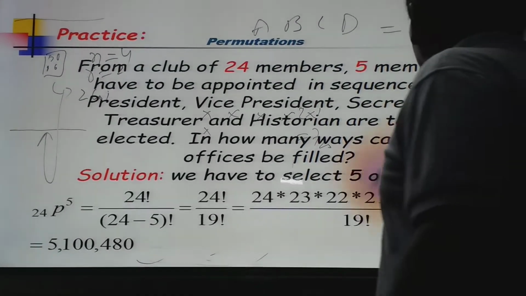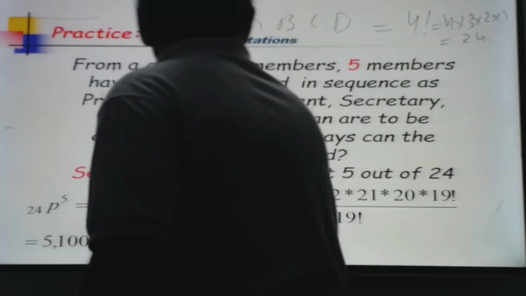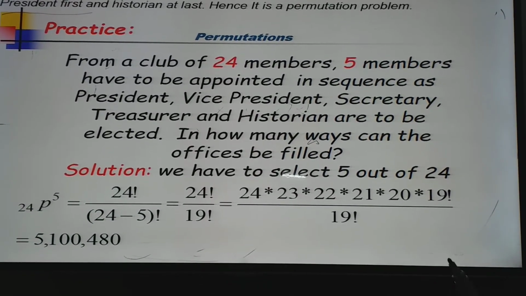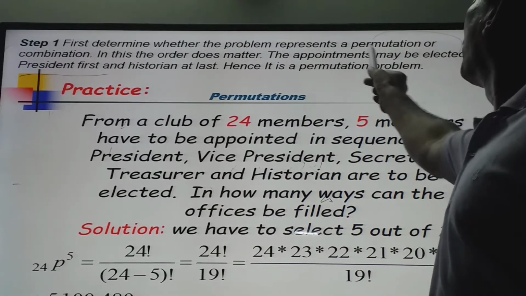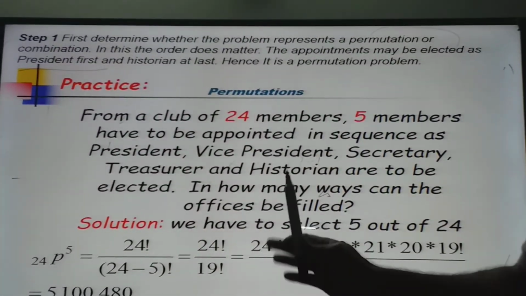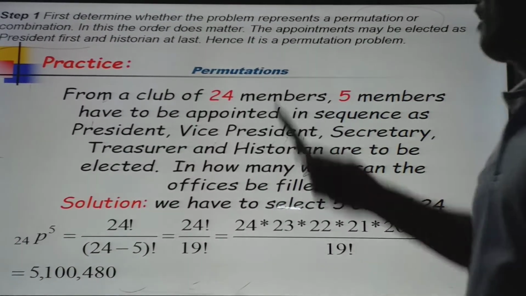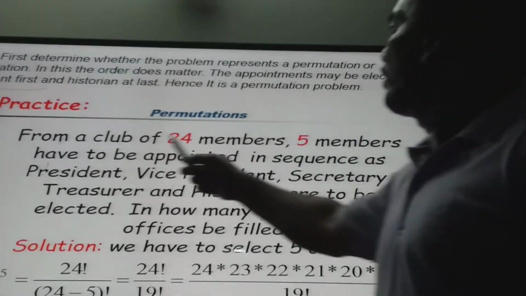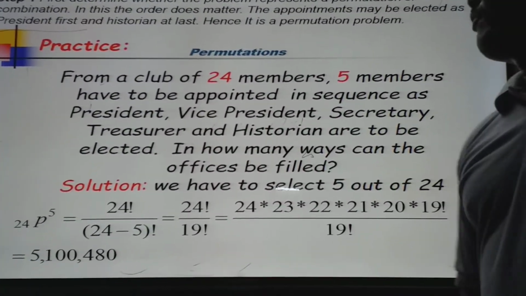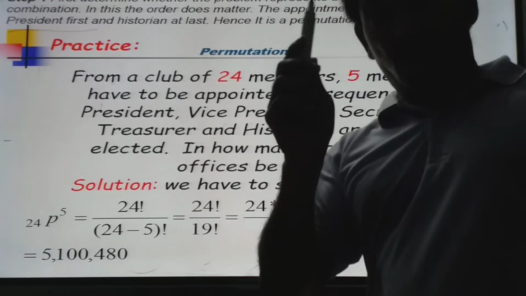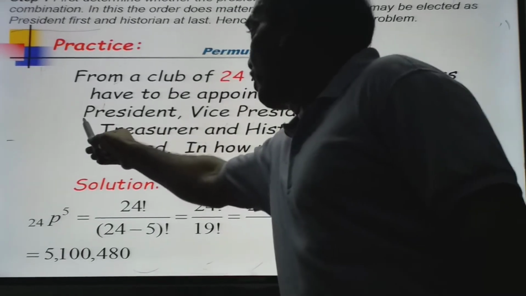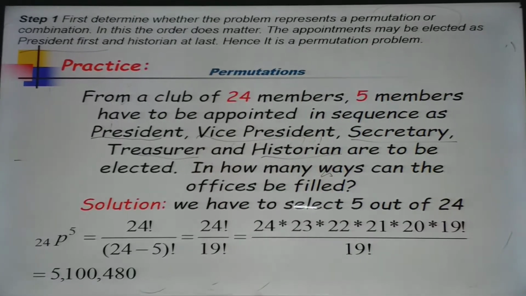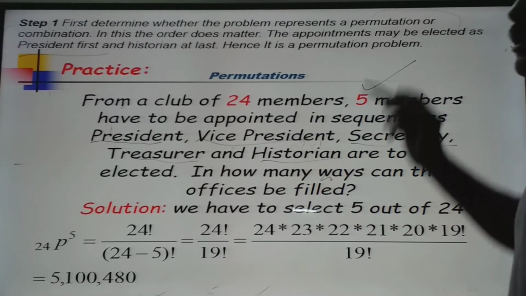Now this is the first problem. Let's see whether it is a problem of permutation or combination. The first step is to determine whether the problem represents a permutation or combination. Okay, let's see. From a club of 24 members, 5 members have to be appointed. Out of 24, you have to appoint 5 members in order: first you have to select the president, then the vice president, then the secretary, then the treasurer, and then the historian. So it means you have to select 5 members but one by one.